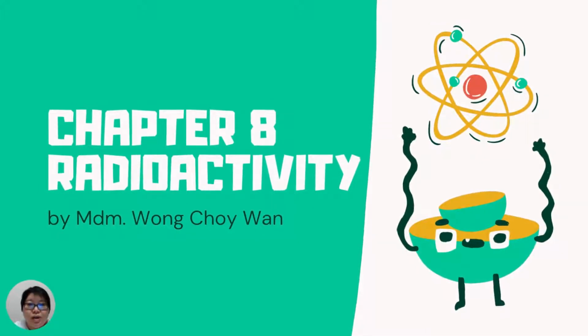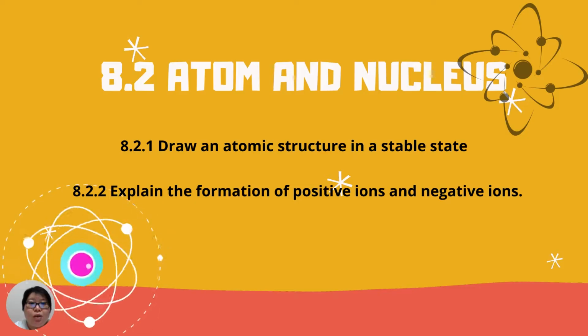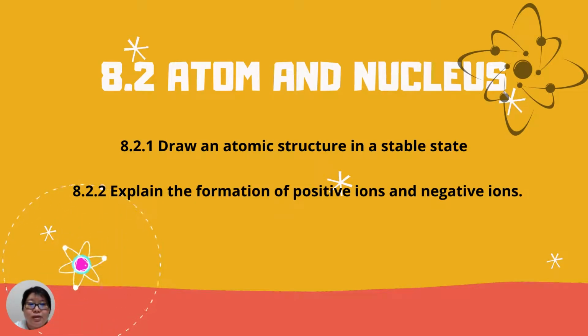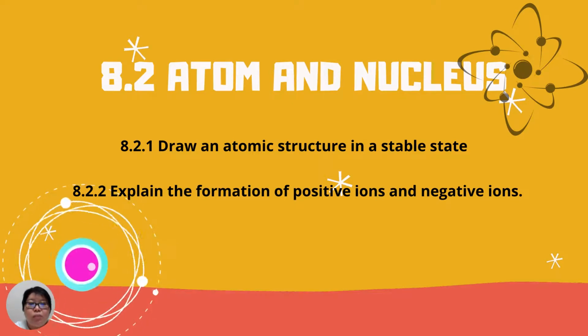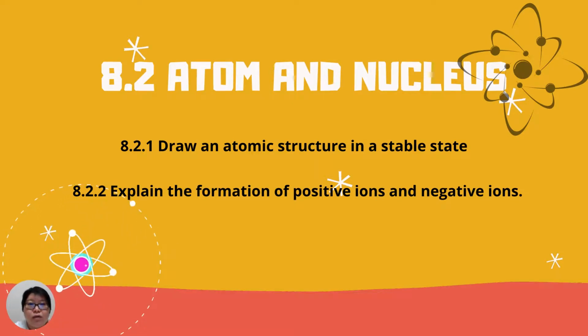Previously, we were at 8.1 about the chapter. We were talking about chapter 8, radioactivity, and we have already discussed radioactivity on 8.1 about the history and also the half-life. So today, what are we going to see? We are going to learn about atom and nucleus. And at the end of the lesson, you should know how to draw an atomic structure in a stable state and explain the formation of positive ions and negative ions.